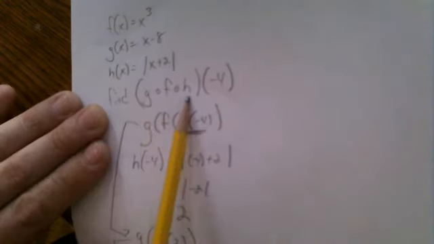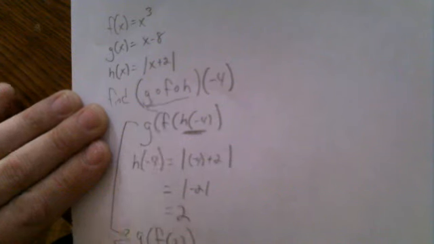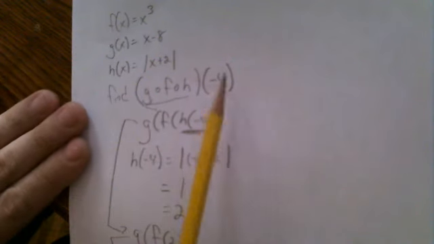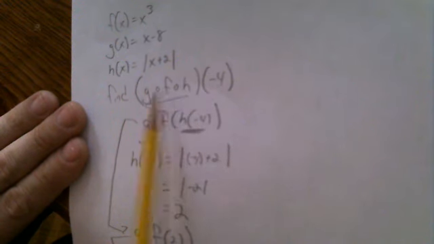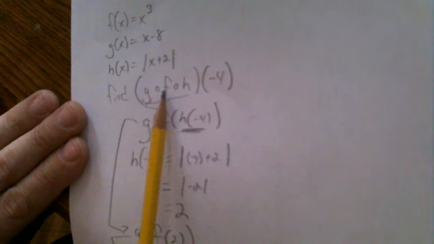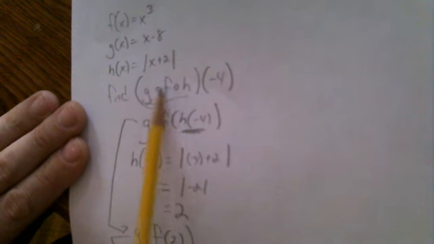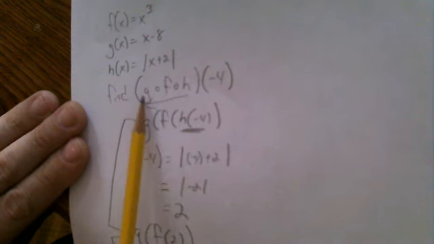So again, you're going to work from right to left. You're going to plug -4 into h. Whatever you get in return there, you're going to plug that output value as an input value for f. Whatever you get as an output there, you're going to plug it in as an input for g, and then you will get your final output.